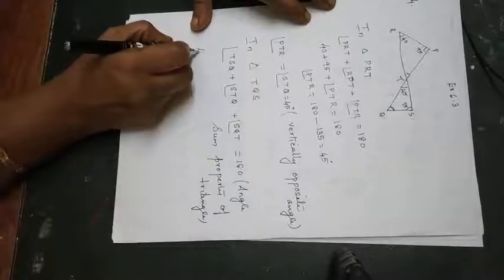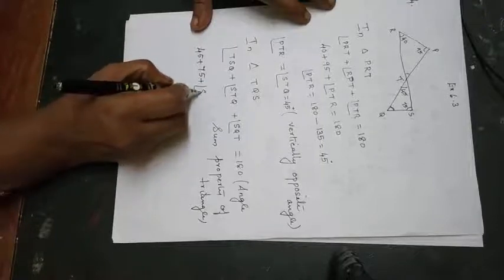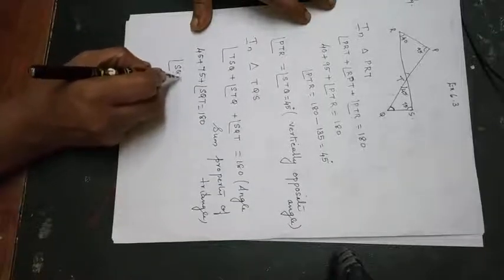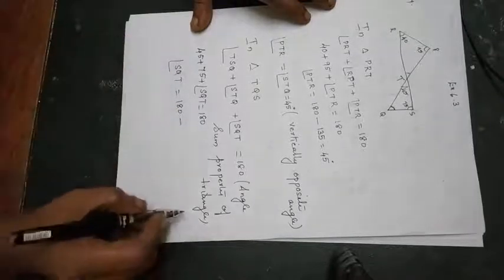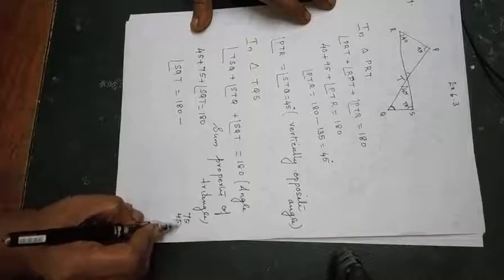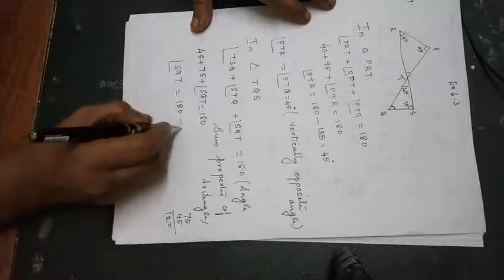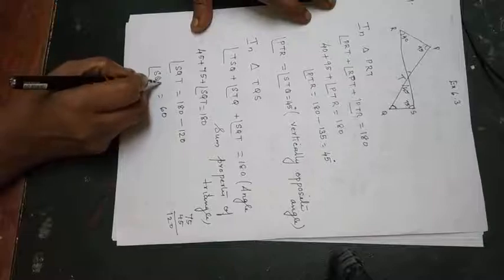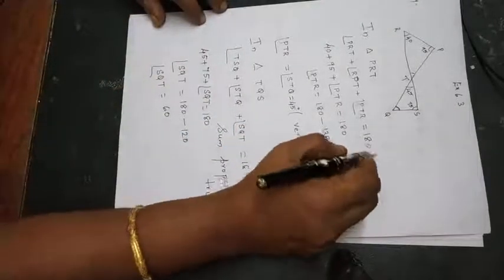So 45 plus 75 plus SQT will be equal to 180, or SQT is equal to 180 minus (45 plus 75). It will be 120. 180 minus 120 is equal to 60. So SQT is equal to 60. So how did you solve that one? First we took, here also you can write, angle sum property.